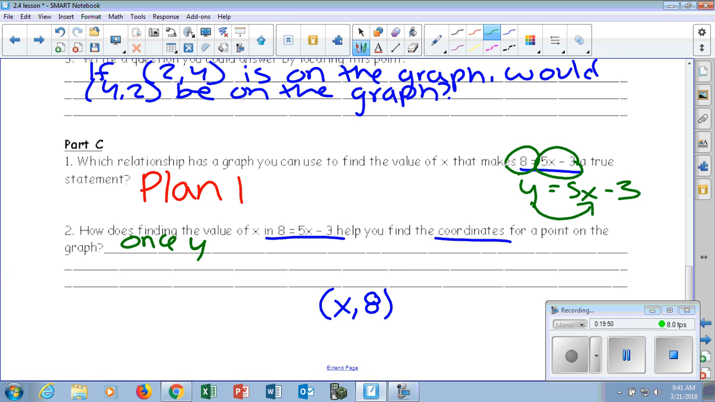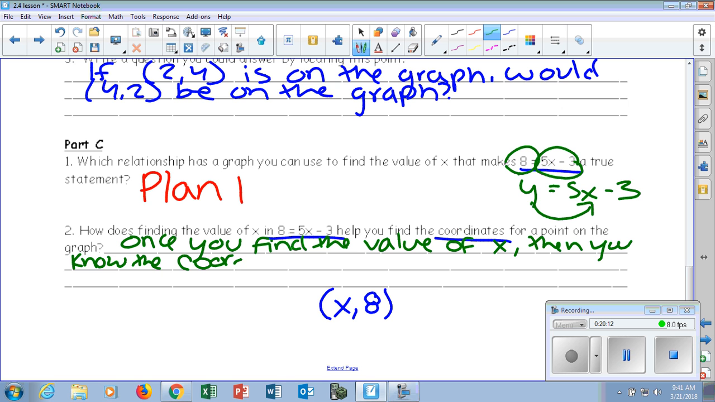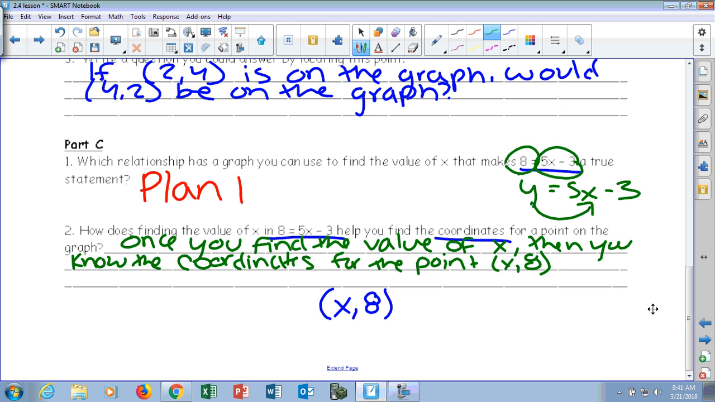Once you find the value of x, then you know the coordinates for the point x comma 8. Then you know the coordinates for that point x comma 8.